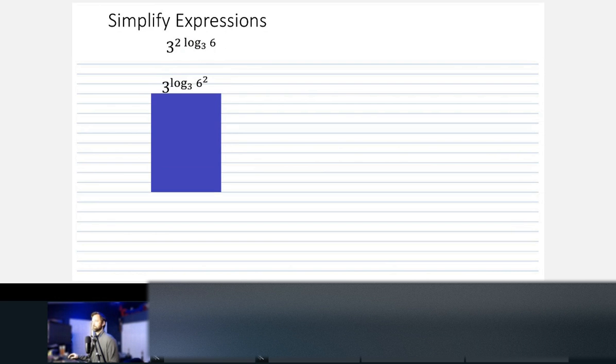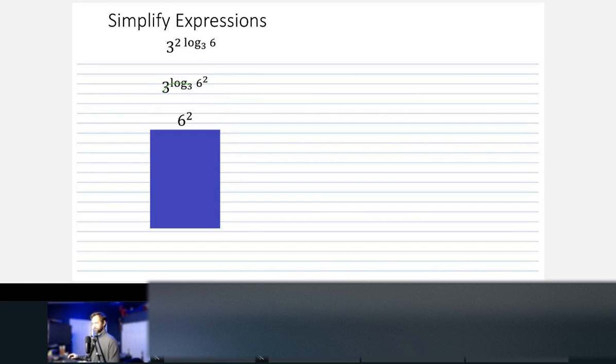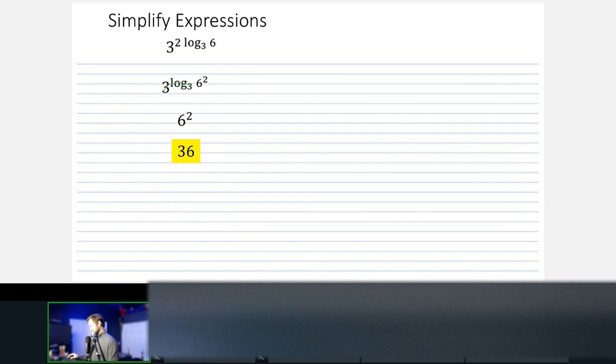All right, then what? And it's kind of easy. Yeah, the 3 raised to the log base 3, that cancels out. I'm going to use my pen to show that. So this cancels out, and then that 6 squared carries down by itself. And then, of course, we know 6 squared is 36.